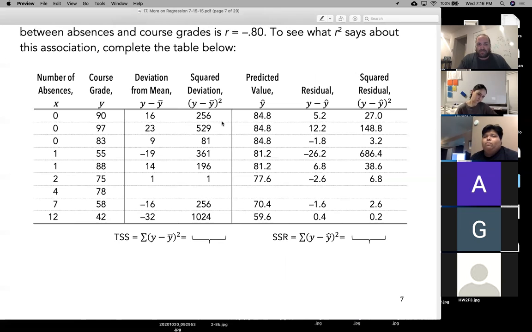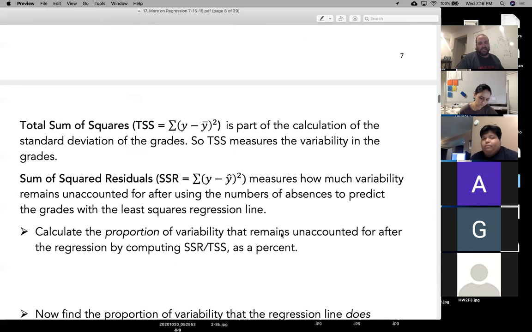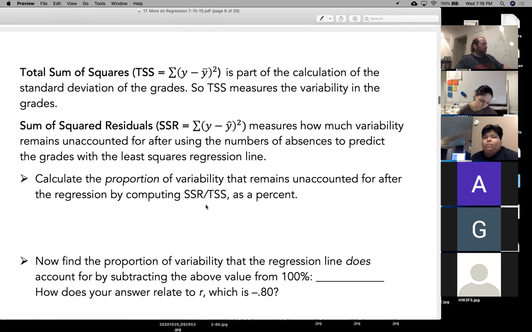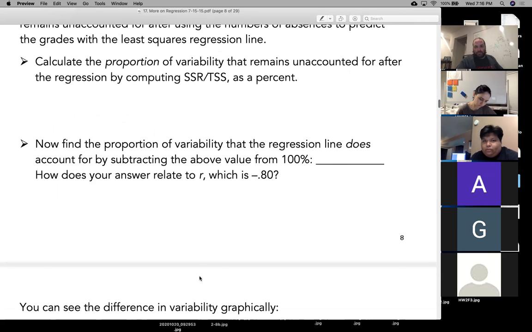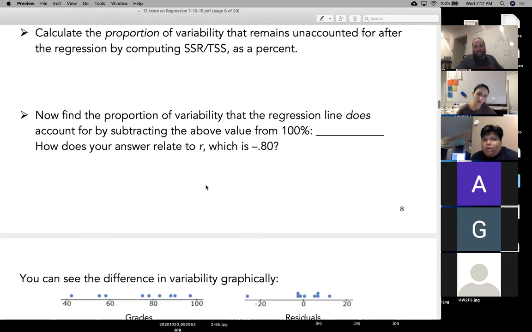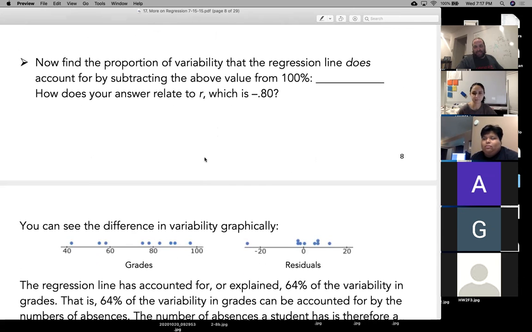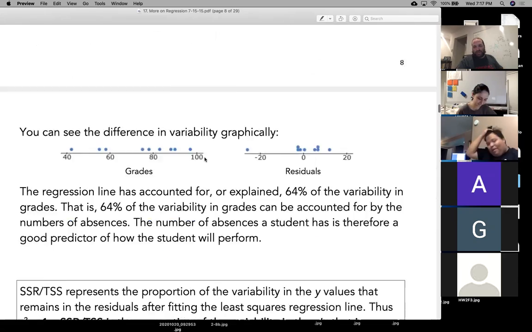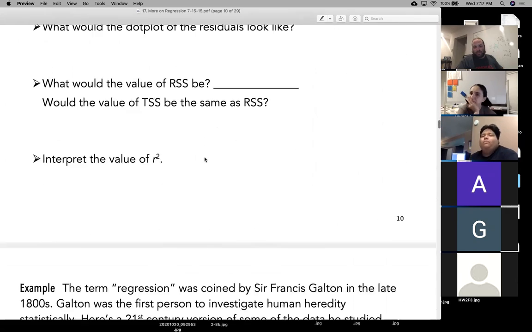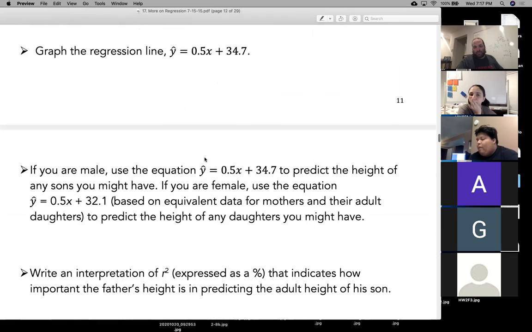It's by doing this little table here, which gives you the TSS and the SSR. Then you can calculate SSR divided by TSS, and then 1 minus that is R squared. Then you take the square root of R squared, you get R. So it's like a roundabout way of getting there, but I think it's easier than the other formula, but that's just my opinion.